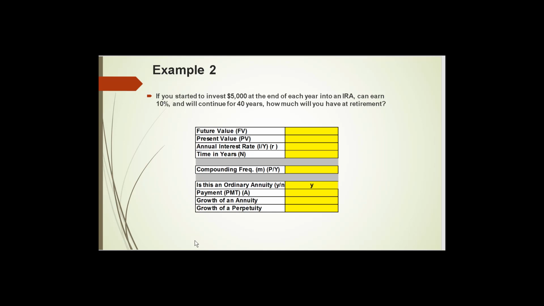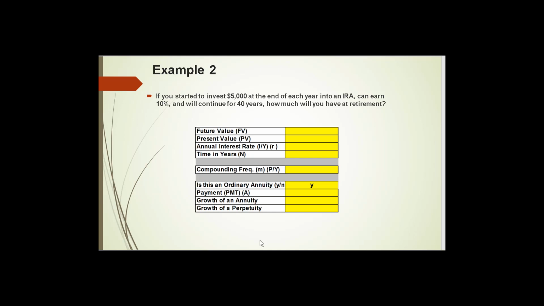So if you started to invest $5,000 at the end of each year into an IRA, and you could earn 10% on your money, how much would that be at the end of 40 years? Well, the answer when you plug that in here is, again, the future value and present value, we don't need those numbers. Interest rate is 10, time in years is 40, compounding frequency we'll start with once per year, the payment negative $5,000, that will actually grow to $2.2 million.